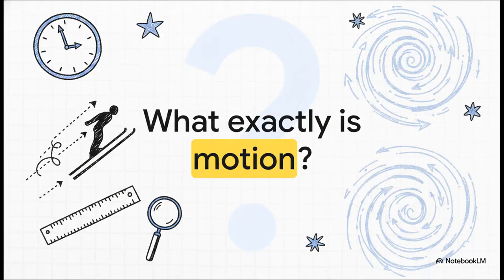But hold on a second. Before we can calculate the winning distance of a jump like that, we gotta step back and ask a deceptively simple question. What exactly is motion? I mean, we see it all around us constantly, but defining it scientifically requires us to be incredibly precise.